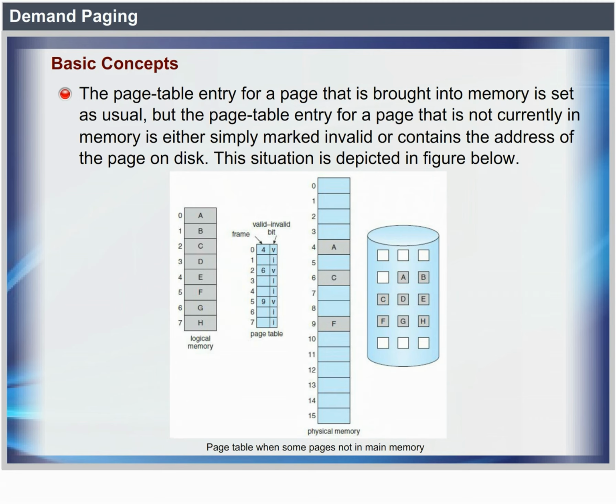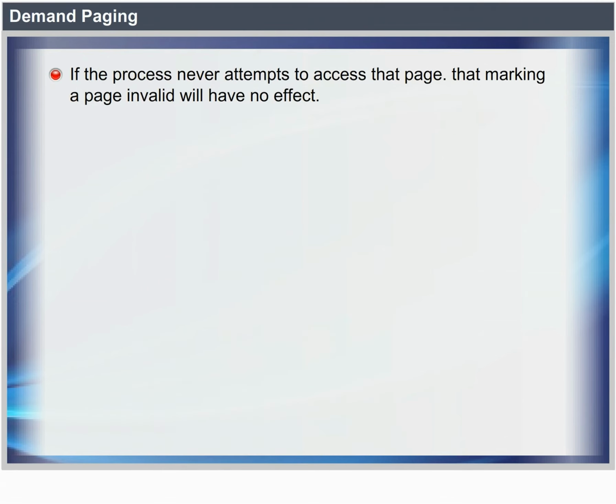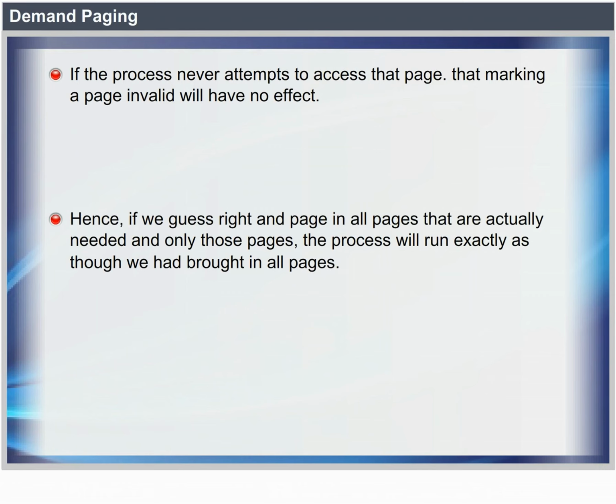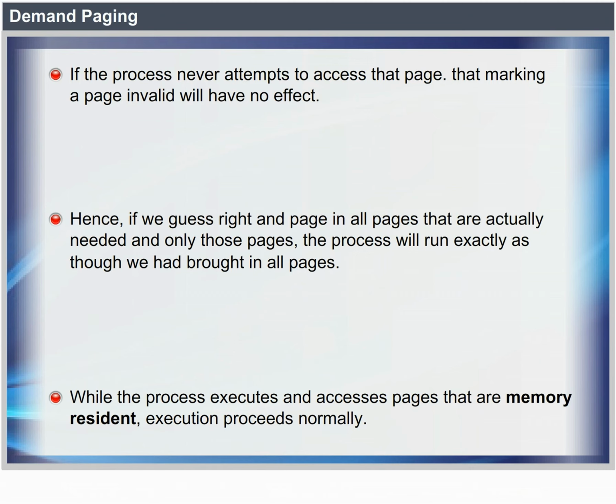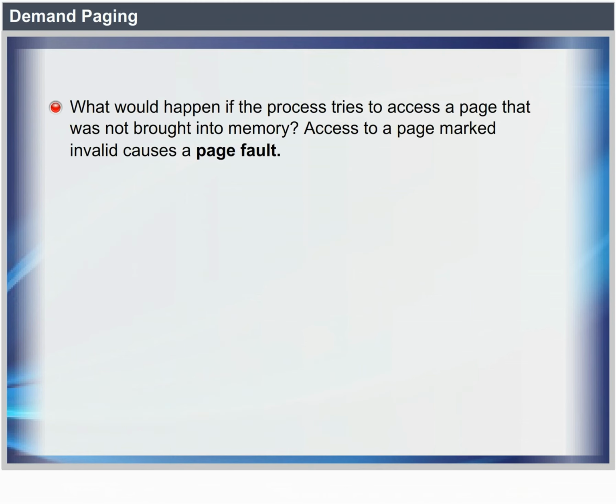Notice that making a page invalid will have no effect if the process never attempts to access that page. Hence, if we guess right and page in all pages that are actually needed and only those pages, the process will run exactly as though we had brought in all pages. While the process executes and accesses pages that are memory resident, execution proceeds normally. But what happens if the process tries to access a page that was not brought into memory?